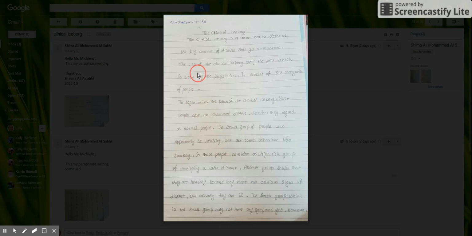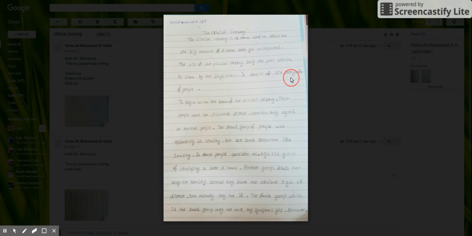The tip of the clinical iceberg, only the point which is seen by the physician. Okay, remember that people don't know what the clinical iceberg is, so you need to explain it. You need to say that just like a regular iceberg, we only see the very tip, which is what the physicians see. So the same sentence basically, but a little bit more description about the metaphor, right?